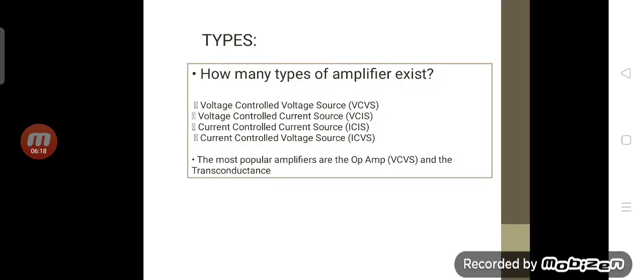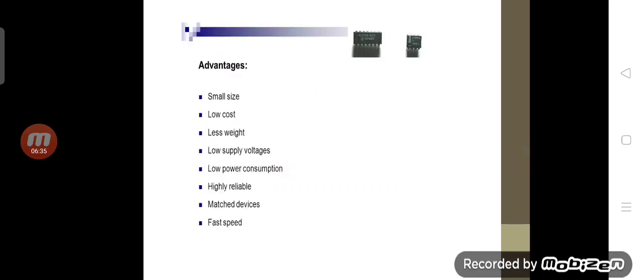Now, these are the types of amplifier. First, voltage controlled voltage source. Second, voltage controlled current source. Third, current controlled current source. Fourth, current controlled voltage source. Now we see the advantages: small size, low cost, less weight, low supply voltages, low power consumption, highly reliable, matched device, fast speed.